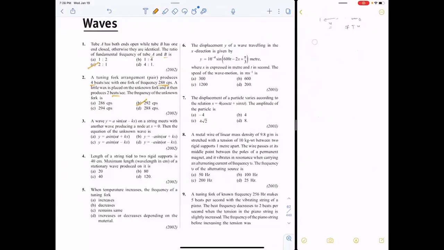Third one. A wave y is equal to a sine of omega t minus kx on a string meets another wave producing a node at x is 0. The equation of the unknown wave is? So you have to see that at x is equal to 0, it has to produce a node. If I put x is equal to 0 in the first one, it has to produce a standing wave, so the result is zero.